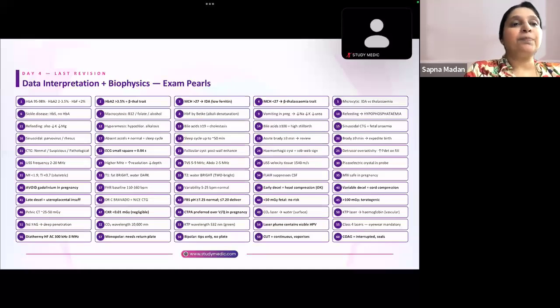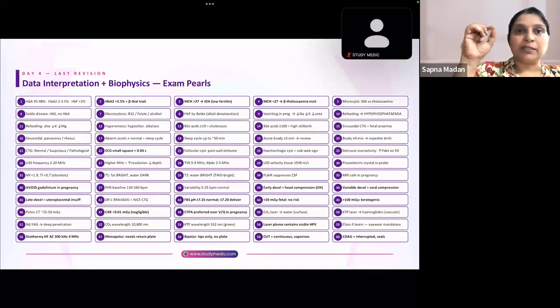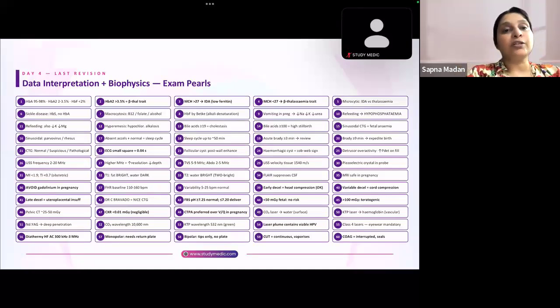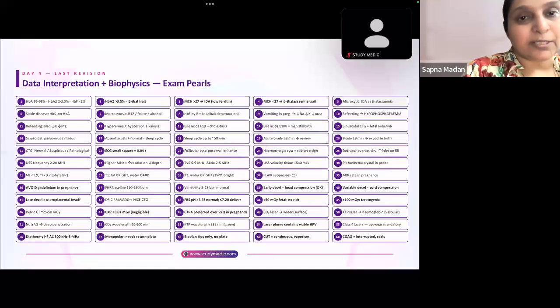Monopolar needs a return plate, bipolar only in the tips. So the current is traveling through a short distance. There is no return plate involved. Cut mode is a continuous low voltage current. So it is going to vaporize the tissue. It doesn't coagulate much. The coagulation mode has interrupted high voltage current and it will seal the vessels.